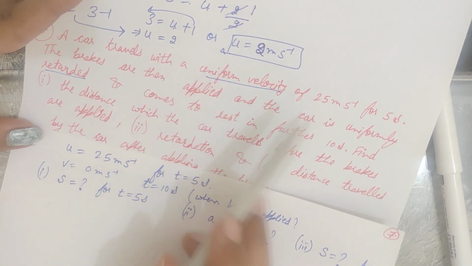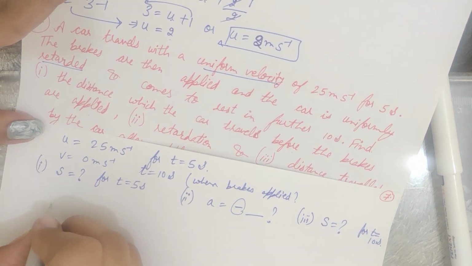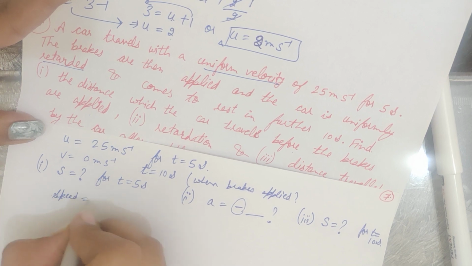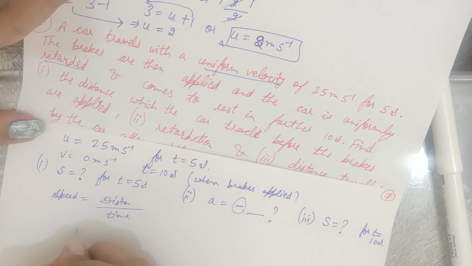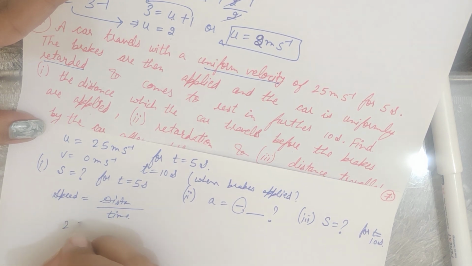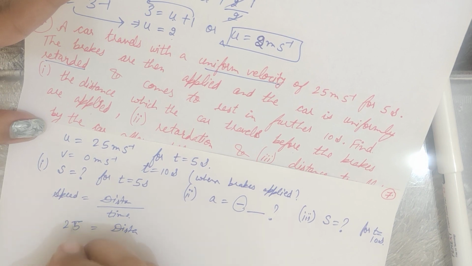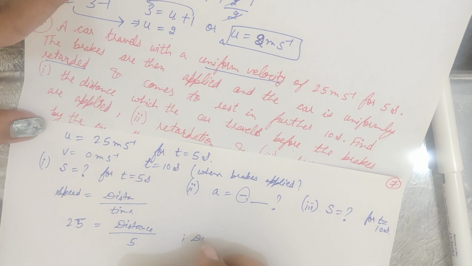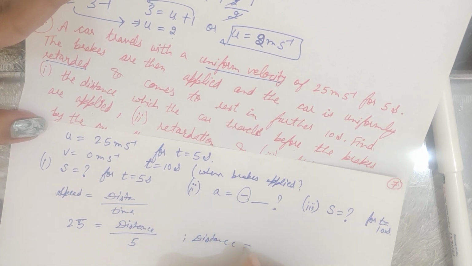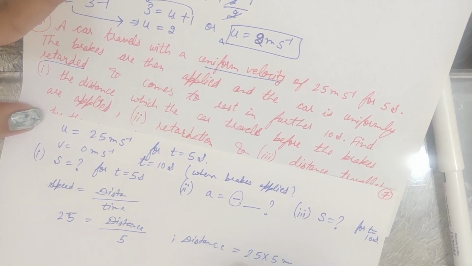As it is moving with uniform velocity, the first distance we will find easily by using the formula speed is equal to distance over time. What is the speed given? It is 25 is equal to distance, which we need to find out, divided by time, 5 seconds. So the distance is 25 into 5 meter. It is 125 meter.